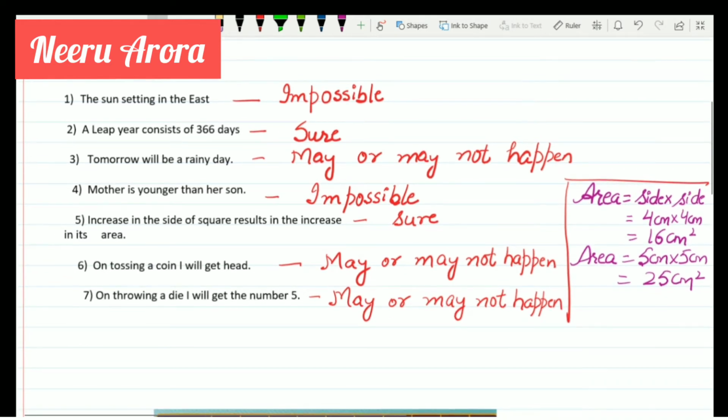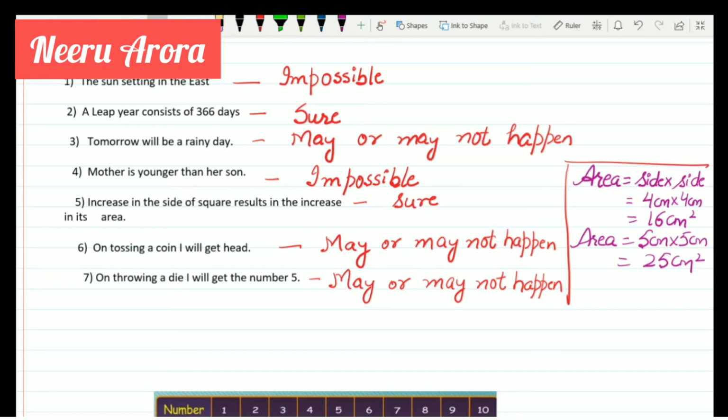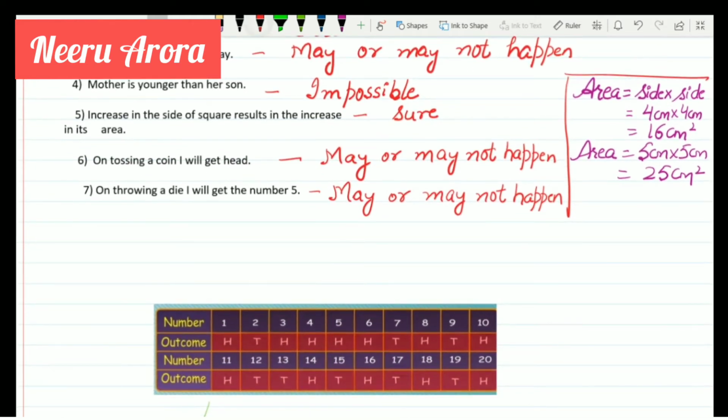Let's perform one activity to understand this better. Just take a coin, toss it 20 times and record the observation. In this table, H represents head, T represents tail. When we toss a coin, first time we get head, second time tail, third time head, fourth time again head, fifth time head, sixth time head, seventh time we get tail. So from this table, it is clear that there is no fixed pattern. It's a matter of just chance that in a particular throw we get head or tail.